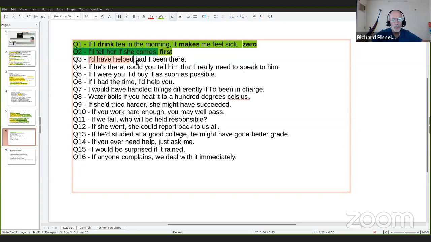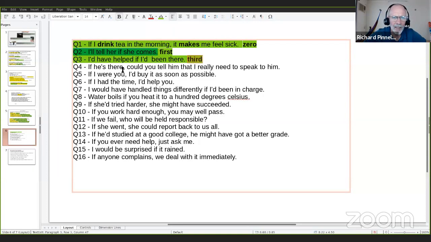I'd have helped had I been there. I think I did this one. This is too complicated. So if I had been there, I'd have helped if I'd been there. Which one is this? If past perfect. Yeah, so which conditional is it, Israel? The third. Very good. Yeah, it's the third conditional. Good. The third conditional.